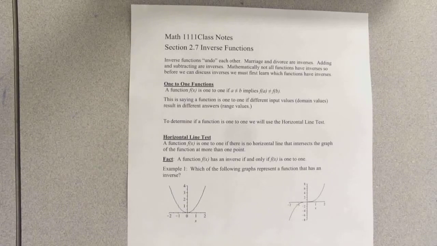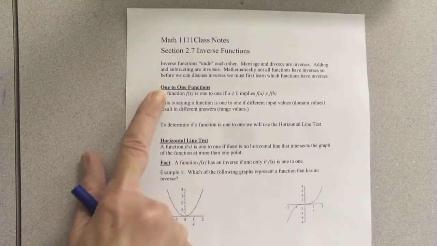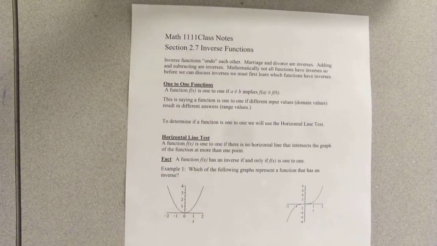Okay, last section in chapter 2, section 2.7, inverse functions. The basic concept of inverse functions: they undo each other. Marriage and divorce, adding, subtracting, multiplying, dividing, those are all inverses. But not all functions mathematically are going to have inverses. Only a certain type of function is going to have an inverse. And that type is going to be a one-to-one function.